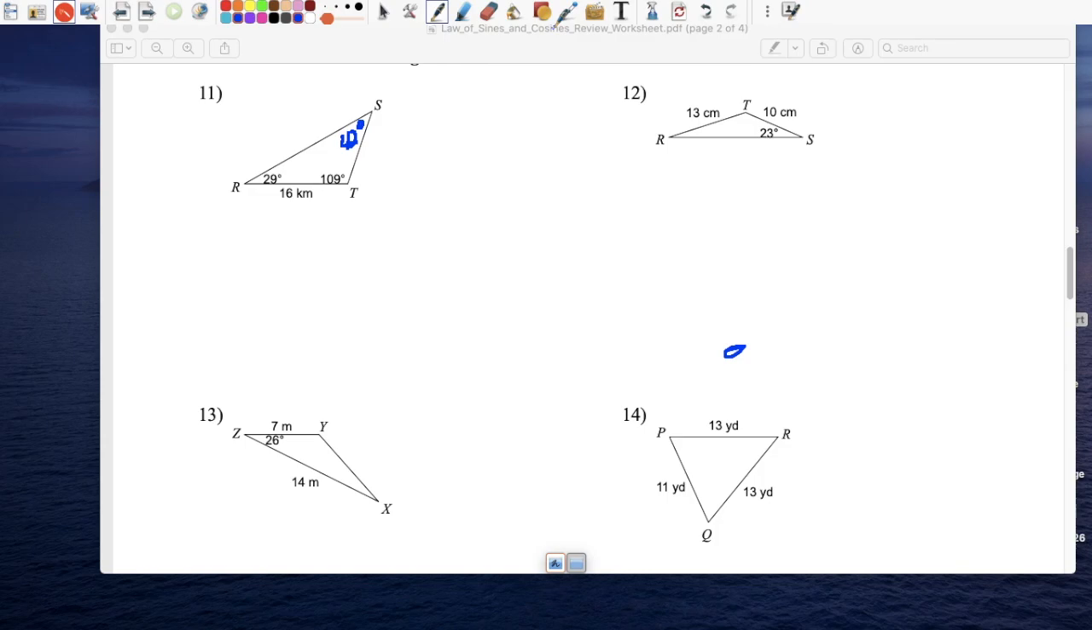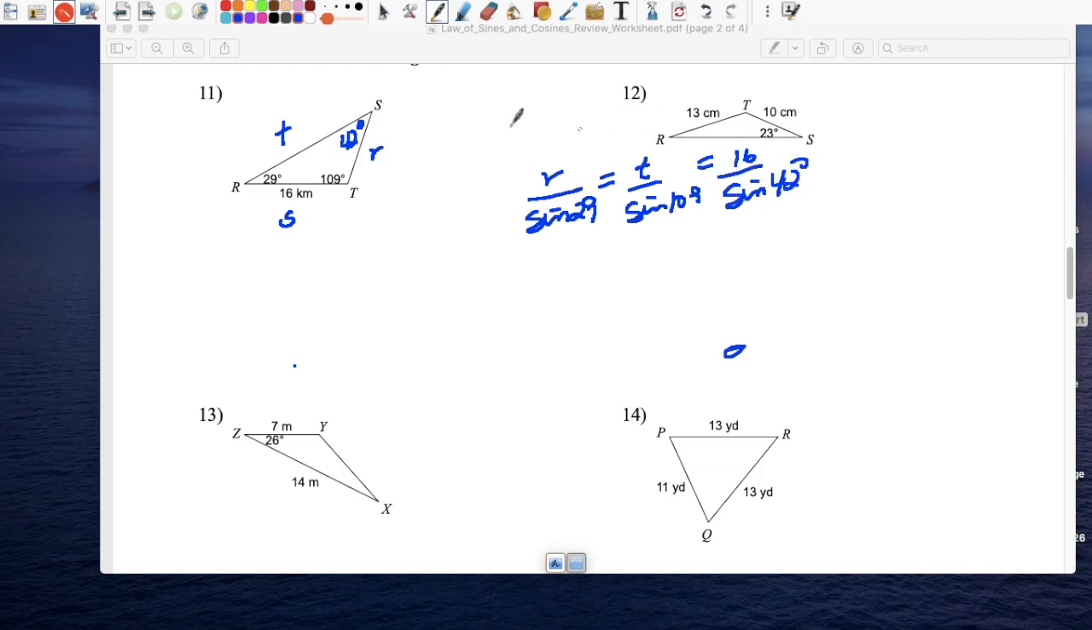Okay, so I'm going to use the law of sines and find this side over here. So let's go. This is little t, this is little s, and this is little r. So t over sine of 109 equals s over sine of 42, where s is 16. So let's find little t. Let's cross multiply these two.